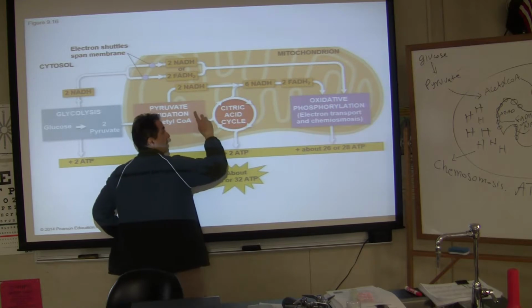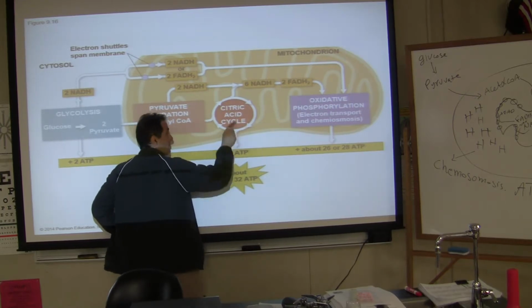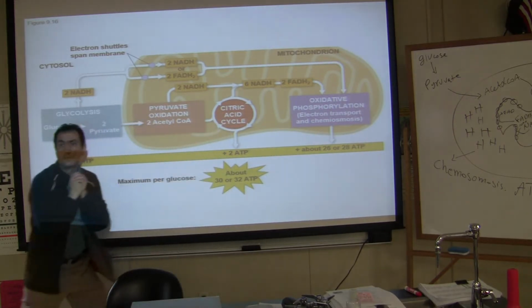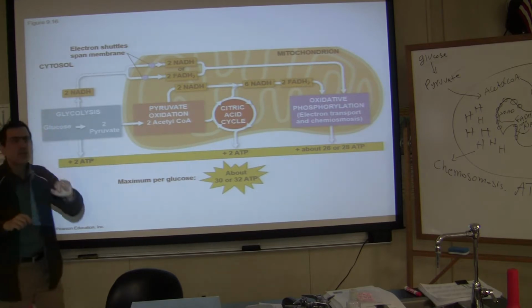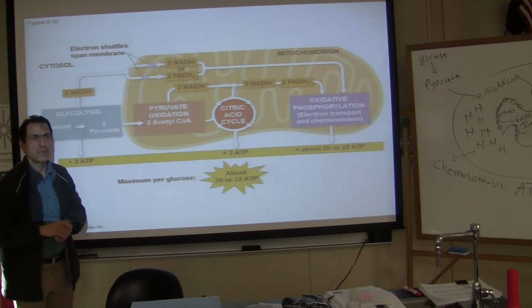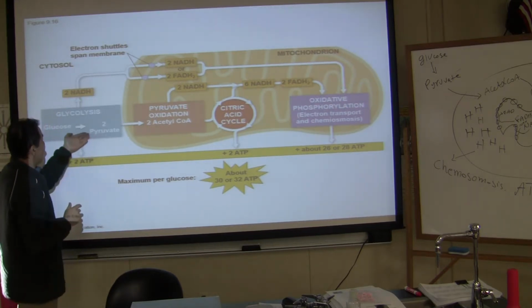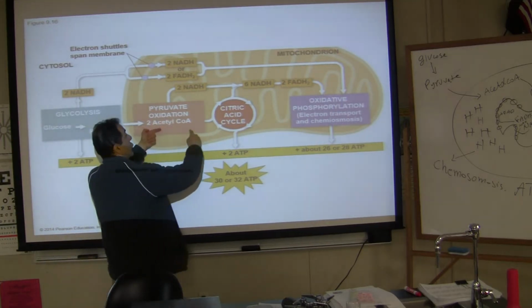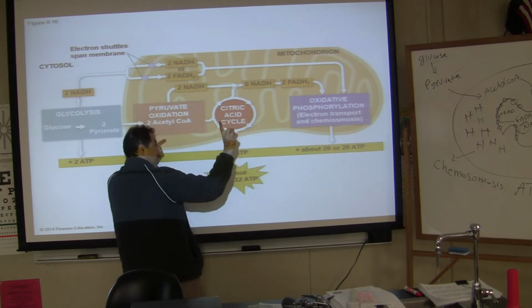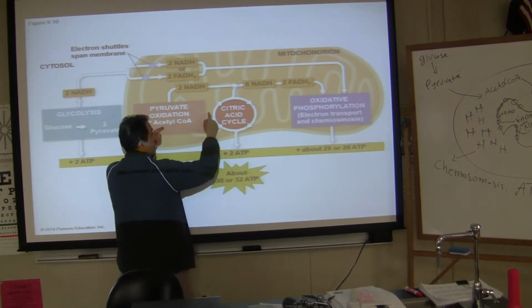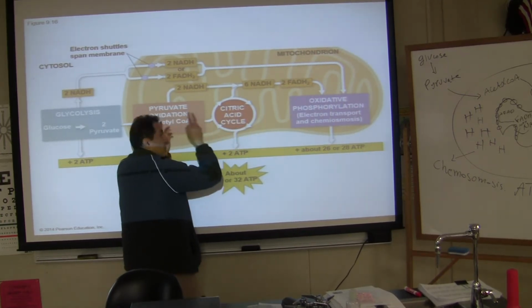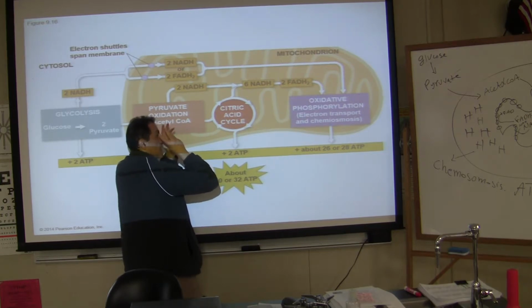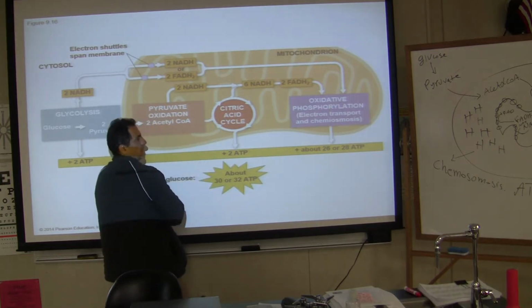How many times does the Krebs cycle go around with one glucose molecule? 2. Thank you. I was hoping you would come up with that. 2, because you started out with 2 pyruvate, which became acetyl-CoA. One acetyl-CoA turns the Krebs cycle once, and another acetyl-CoA turns the Krebs cycle again. So the Krebs cycle occurs twice.